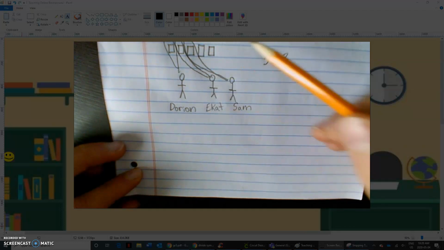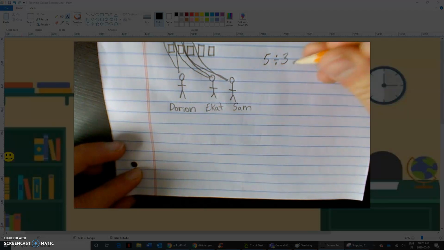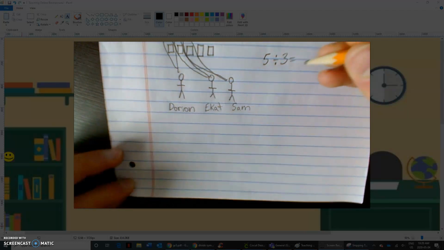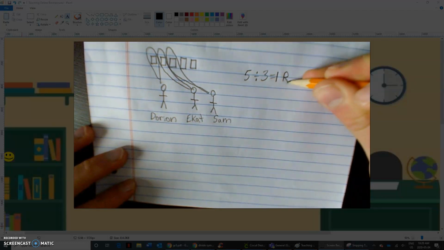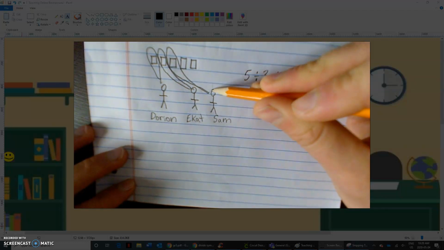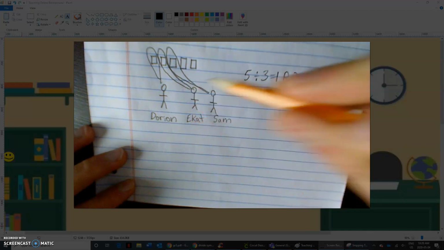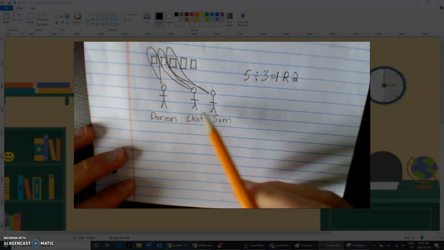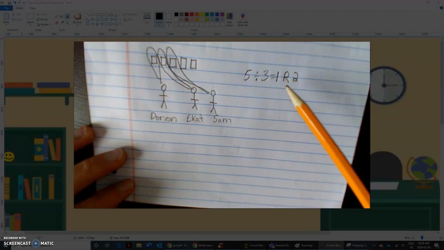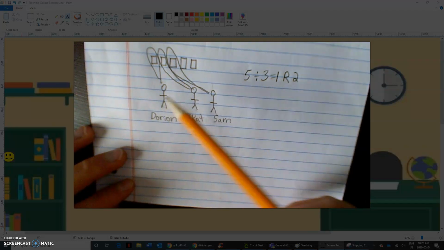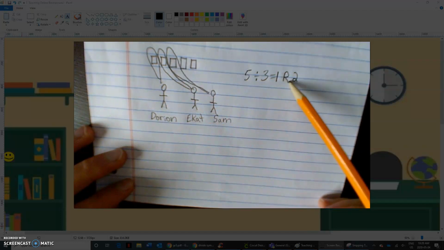Can 3 people share 2 presents? No. So we're going to have 5 divided by 3 equals, each person got 1 present, and there's a remainder of 2. Because if we go and we try doing Sam and Kiera, well then Dorian doesn't get 1. So they would have 2 presents, and Dorian would have 1. And that doesn't work. So 5 divided by 3 equals 1 present for each of them, and there's a remainder of 2.